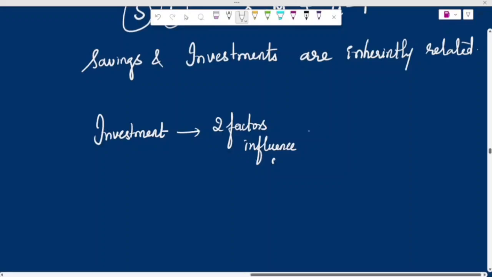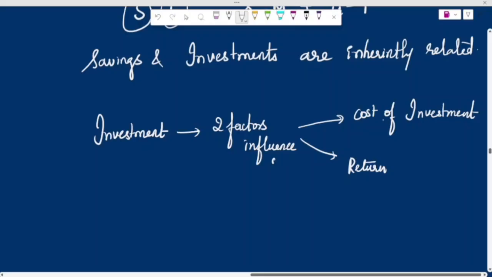One is cost of investment. For example, if I have to open a water mineral plant in my village, I'll be checking if I put an investment here, how much return I'll be getting, and is it feasible? Then return on investment. For example, if I put in 5 lakhs, can I get a return in 1 year? If I invest somewhere else, how much will I get? So investments are dependent upon two things: cost of investment and return on investment.